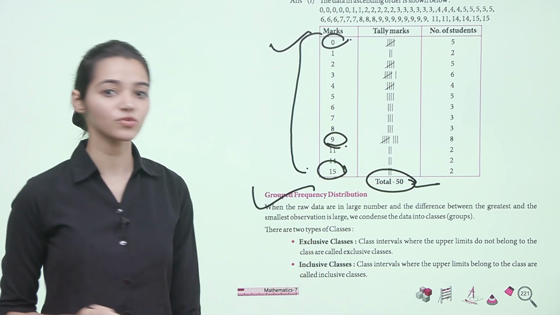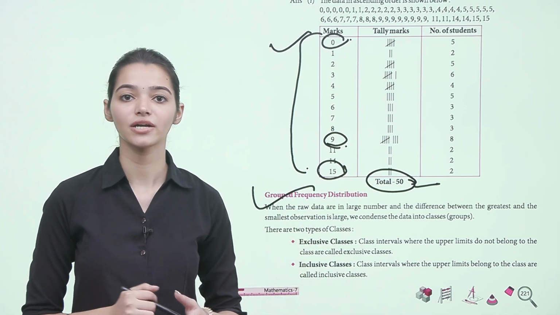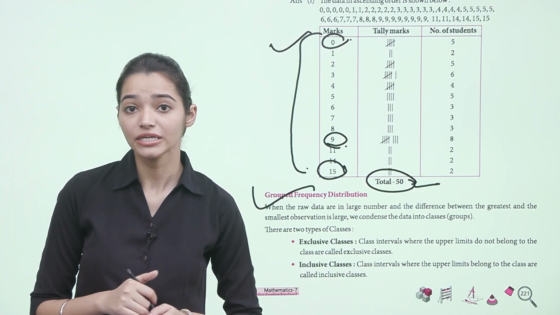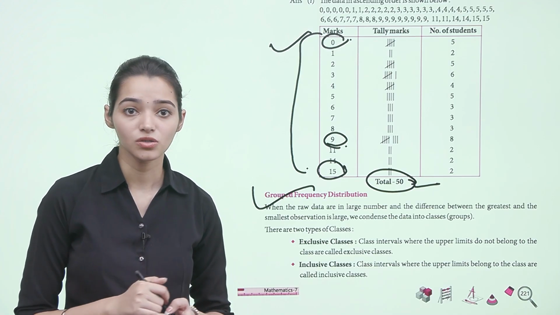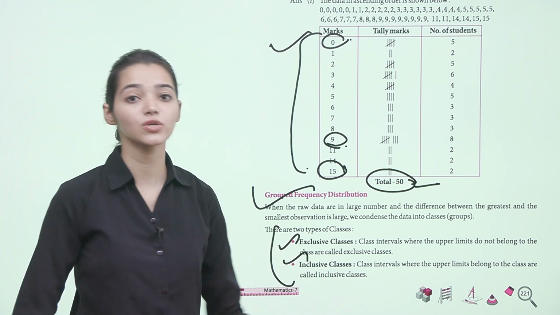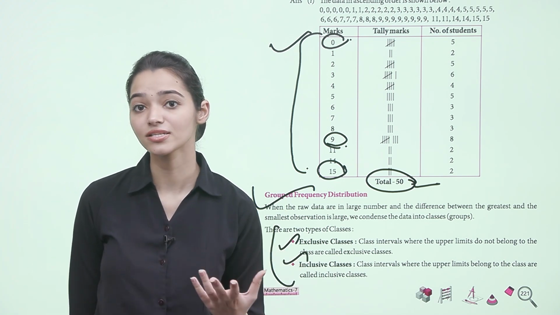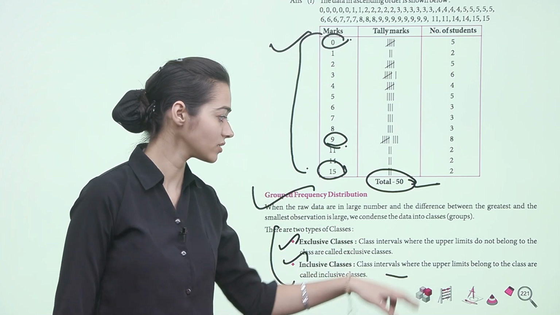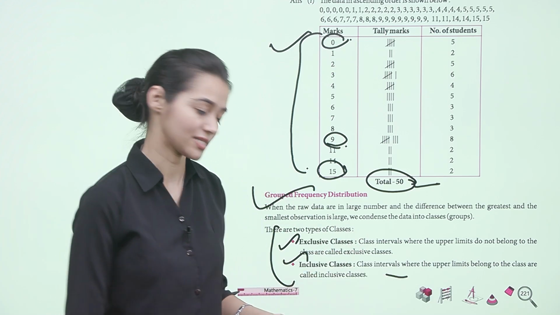Now next is our grouped frequency distribution. When the raw data are large in number and the difference between the greatest and the smallest is large, we condense the data into classes or groups. There are two types of classes: exclusive class and inclusive class. In an exclusive class, the upper limit does not belong to the class. In an inclusive class, the upper limit belongs to the class.